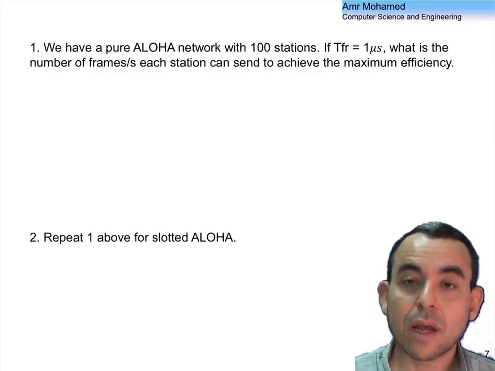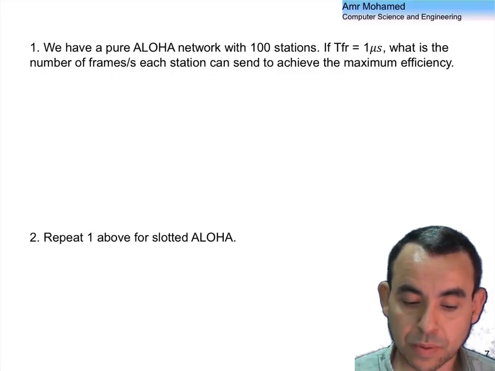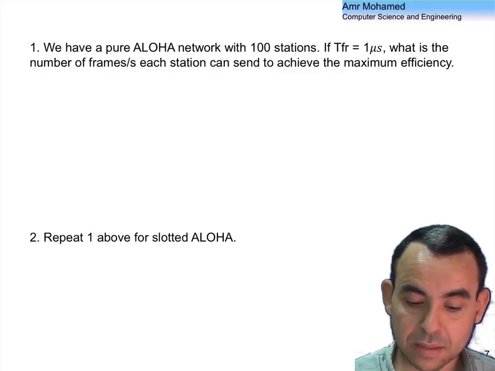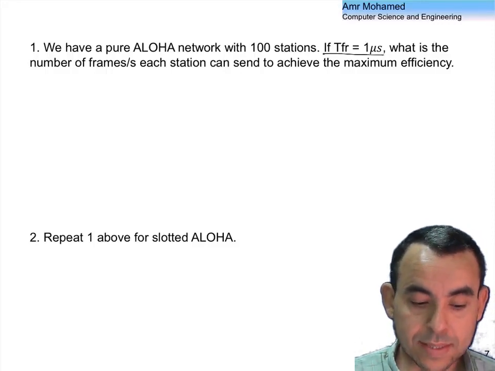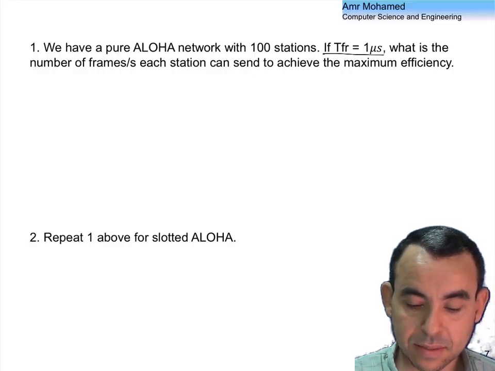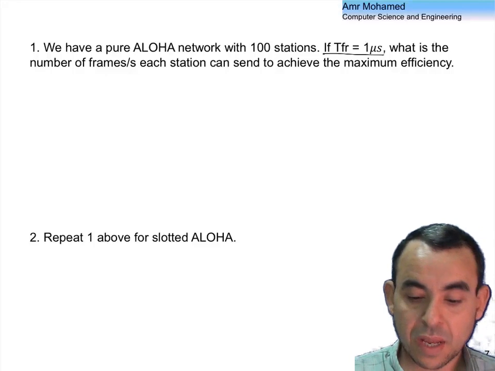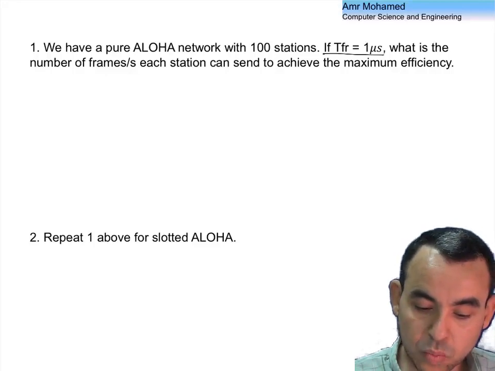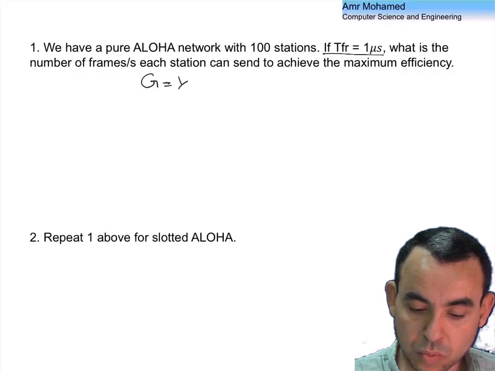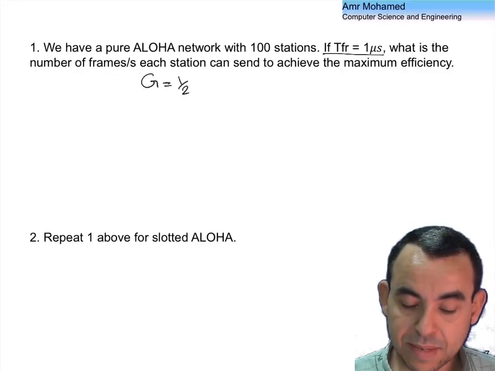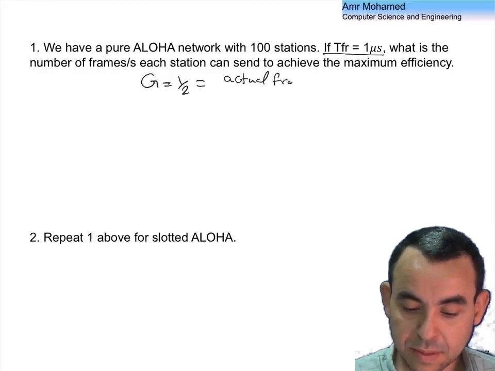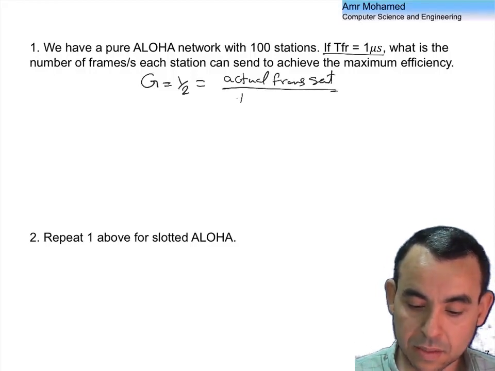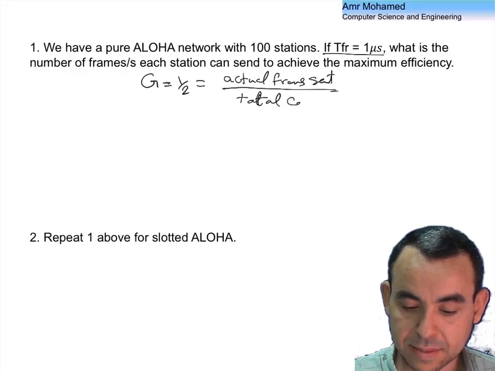So the first exercise: we have a pure Aloha network with 100 stations. If the time for each frame is 1 microsecond, what is the number of frames each station can send to achieve the maximum efficiency? Remember, the maximum efficiency is where G, or the load, equals 1/2. So this maximum efficiency is the actual frames sent over the total capacity.